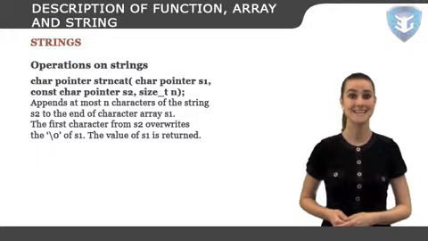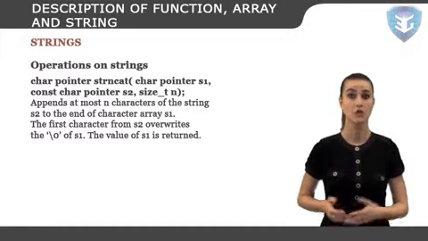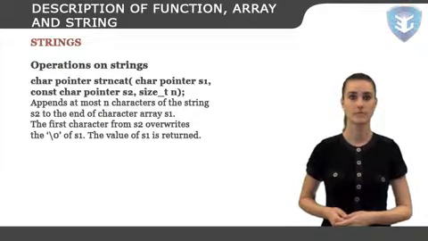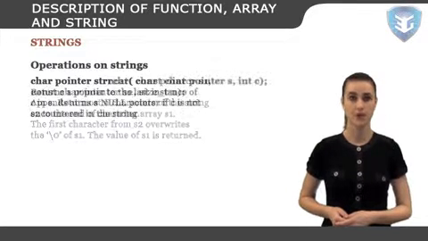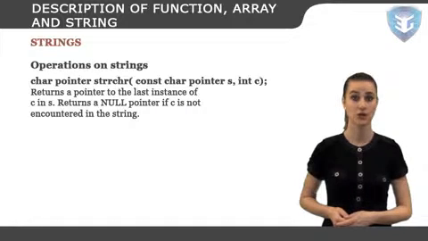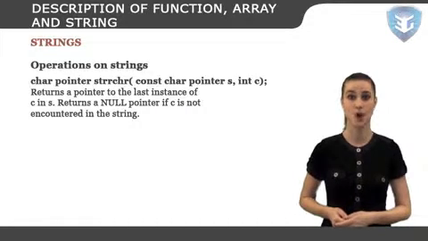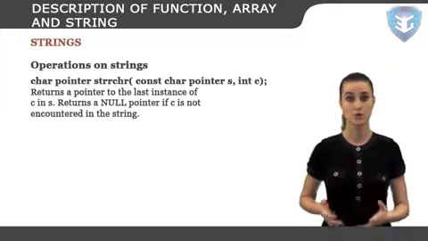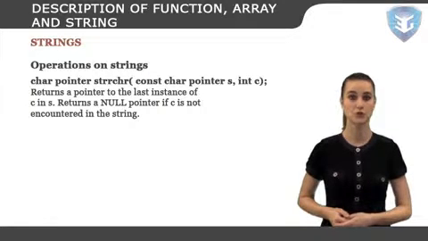char *strncat(char *s1, const char *s2, size_t n) appends at most n characters of the string s2 to the end of character array s1. The first character from s2 overwrites the \0 of s1. The value of s1 is returned. char *strrchr(const char *s, int c) returns a pointer to the last instance of c in s. Returns a null pointer if c is not encountered in the string.